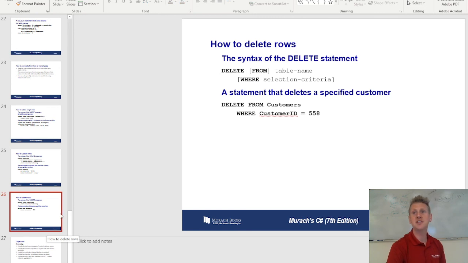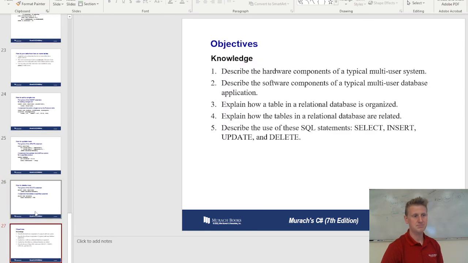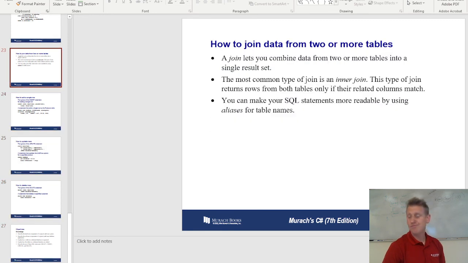And again, the most dangerous command of them all is the delete statement. Proceed with caution. You probably don't want to do this. That is the end of the lecture.